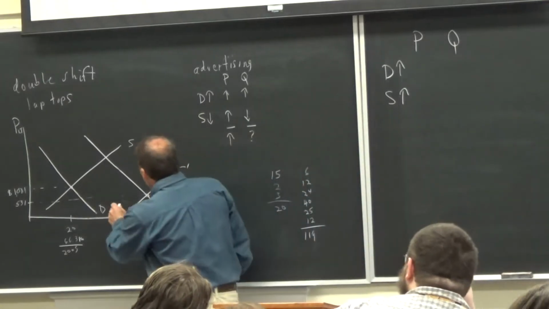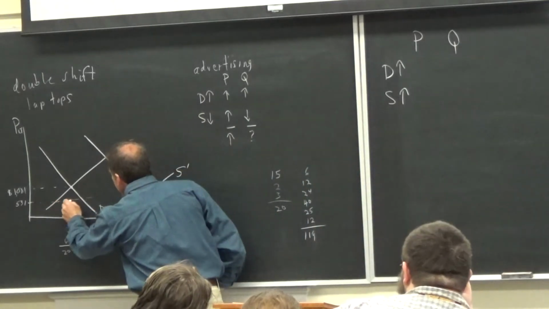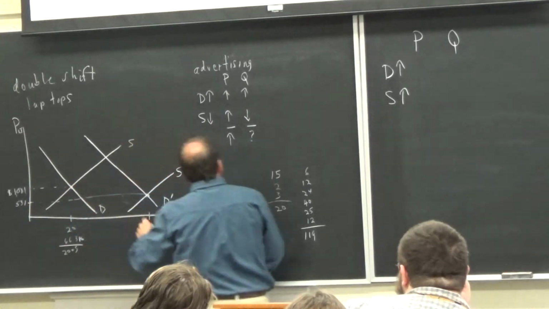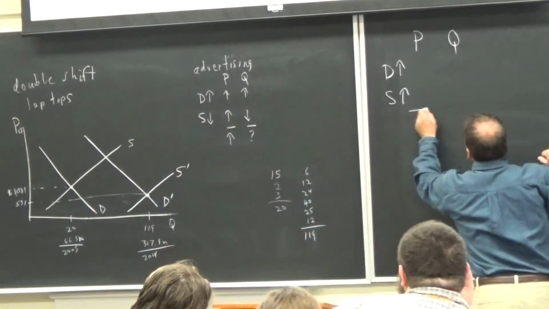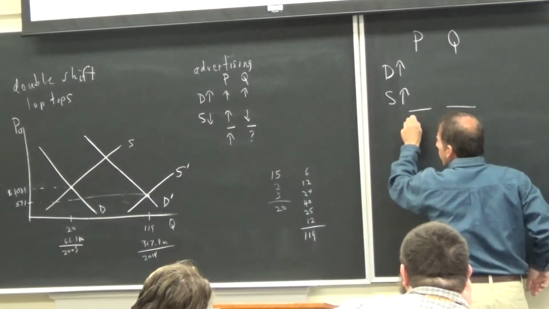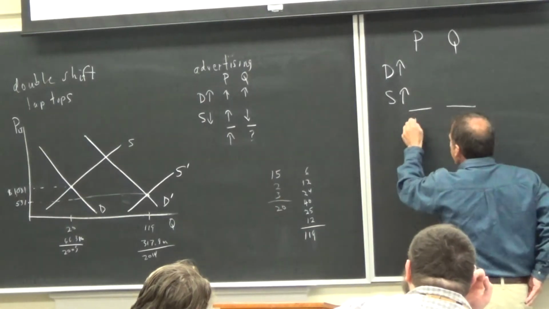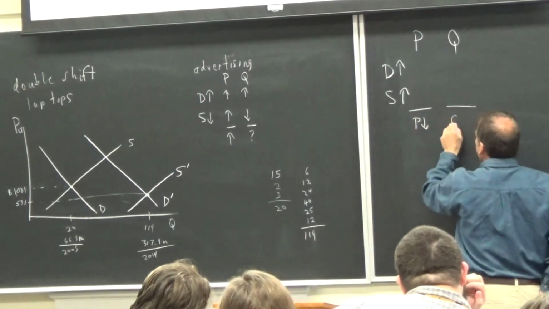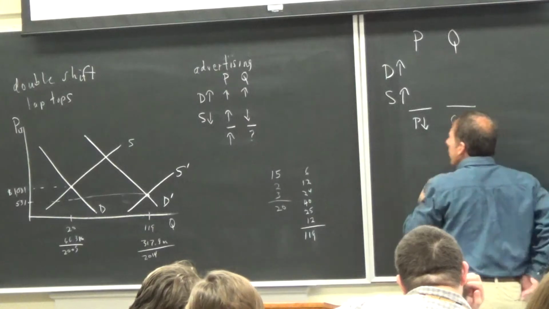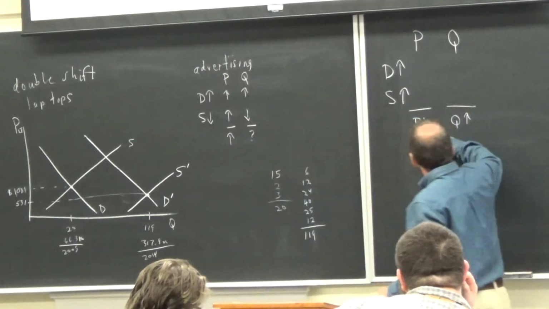Well, look at the end result of this. What was the end result? Let's look at what ended up happening. What happened to prices? They went down. And what happened to quantity sold? It went up. So which one does this look like?